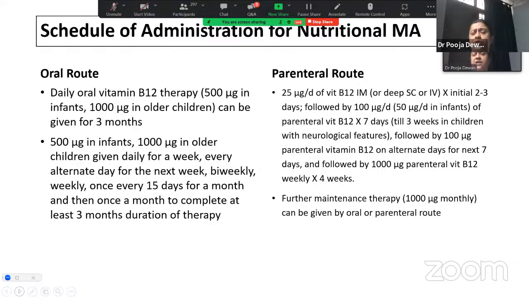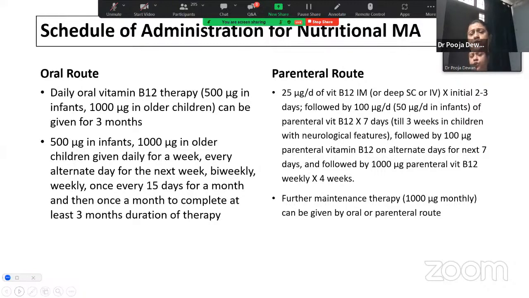When you use the parenteral route, the doses are much lesser, which I told you why. You can start by giving 25 micrograms of vitamin B12. These can be given daily for the initial period, even up to 7 days, and you can increase it to 100 micrograms, or 50 micrograms in infants. Subsequently, this can be made intermittent.